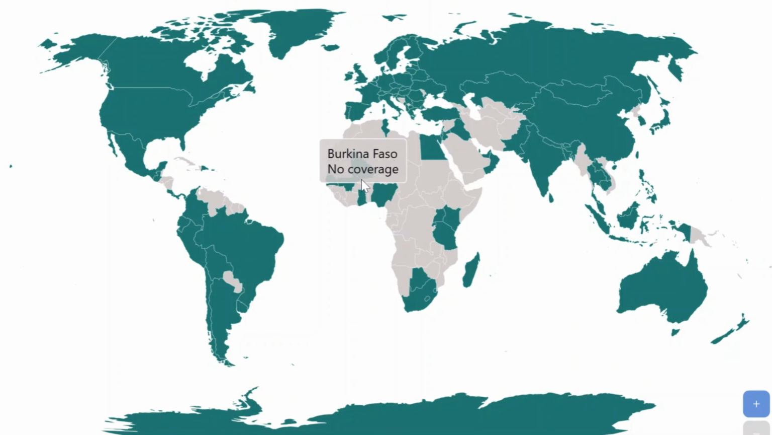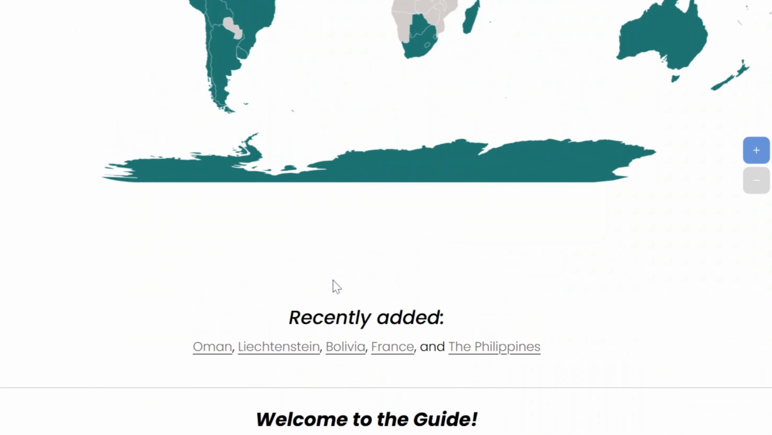And some countries have very little coverage, just like China, like Mali. But remember to check this map every now and then because they add countries quite often. So Oman, Liechtenstein, Bolivia, France, and the Philippines have recently added some coverage.